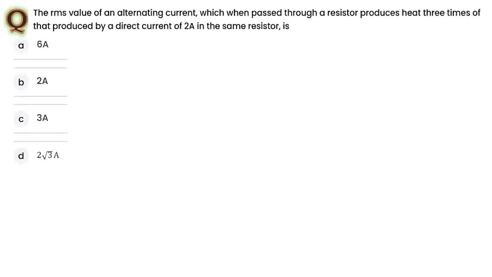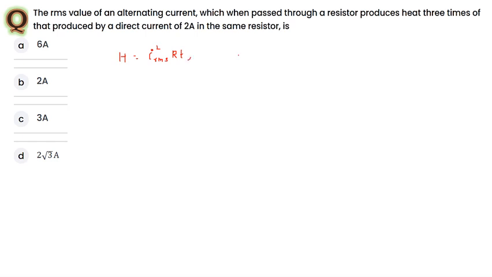This is quite simple. The RMS value of an alternating current which passes through a resistor produces heat 3 times that produced by a direct current of 2 ampere in the same resistor. Simple one. The heat produced in the resistor is H = I squared R T. In case of AC, it is I RMS squared R into T. This is the formula to find heat production, right?